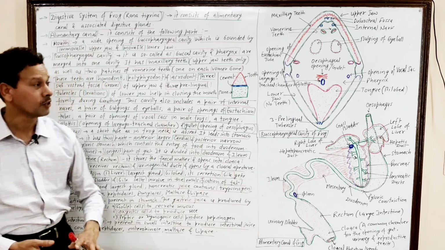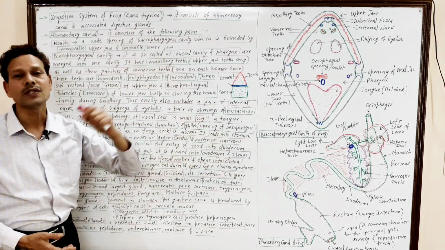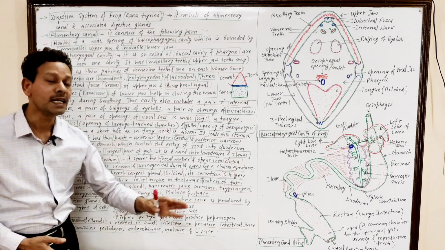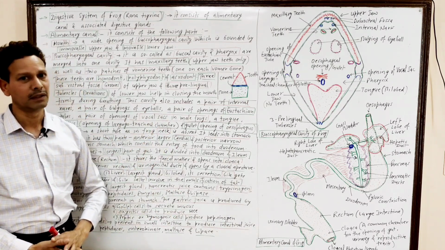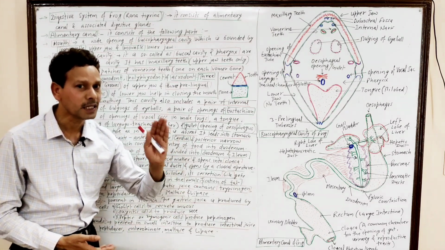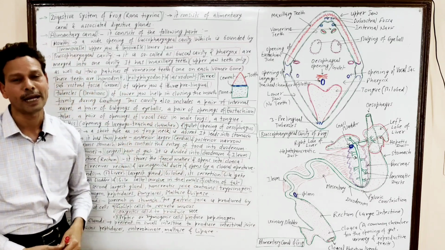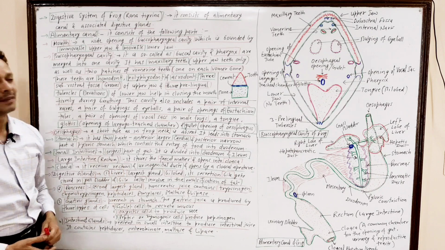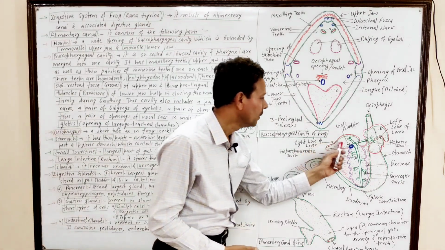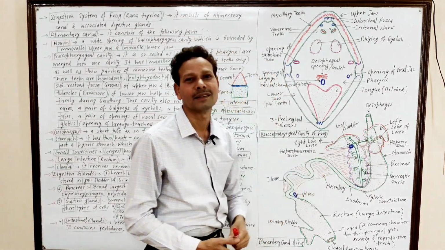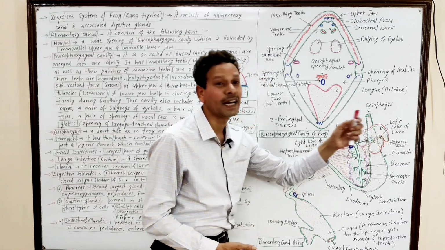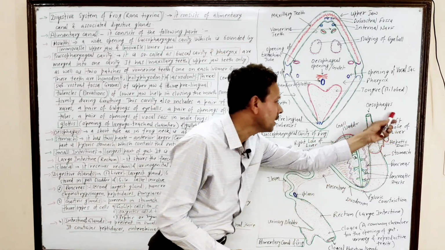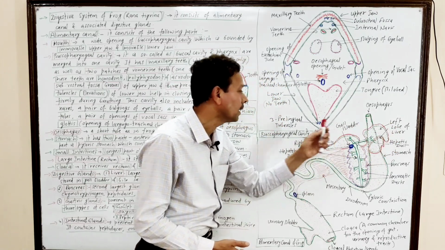In the digestive system of the frog, four digestive glands are associated. Dear students, in the frog there are four types of digestive glands. Liver. This is the diagram, and this is the liver. This is the largest gland of the body, the liver. It is a bilobed structure. This one is the left lobe of the liver. This is the right lobe of the liver.